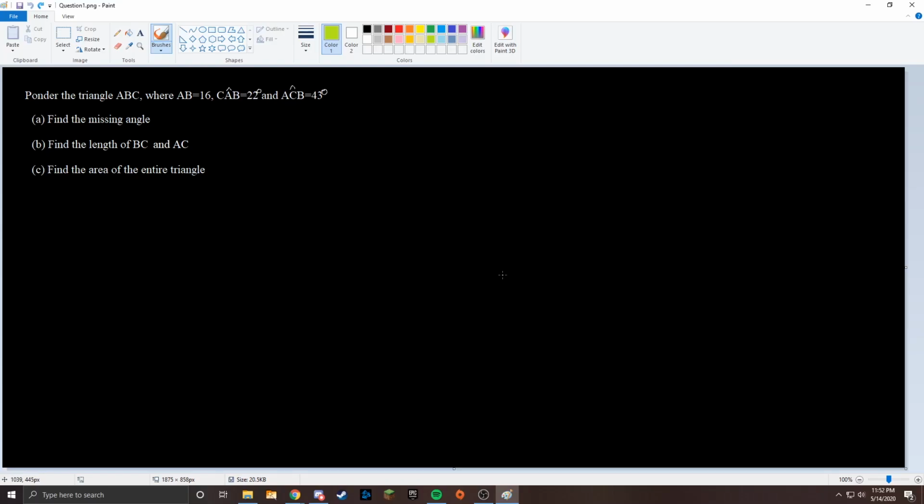All right. First of all, we have a pretty simple equation here. So ponder the triangle ABC, where AB is 16, angle A is 22 degrees, and angle C is 43 degrees. So we need to find the missing angle, find the length of BC and AC, and find the area of the entire triangle. Now, the first thing you always want to do is draw the triangle. It doesn't have to be accurate, just has to be a triangle.